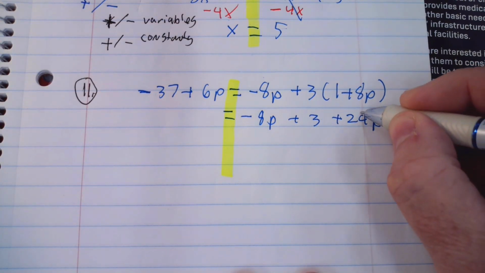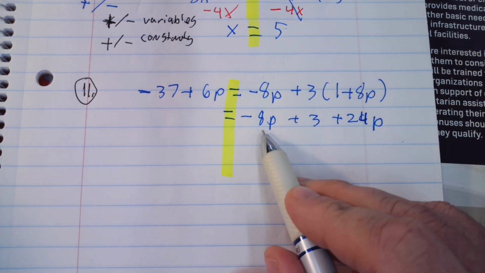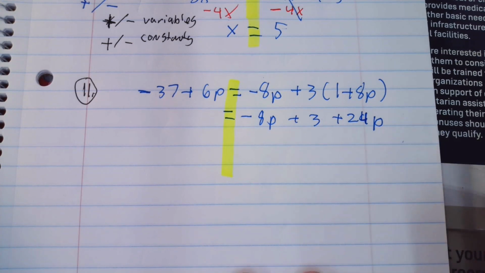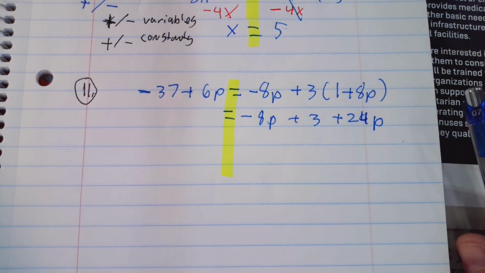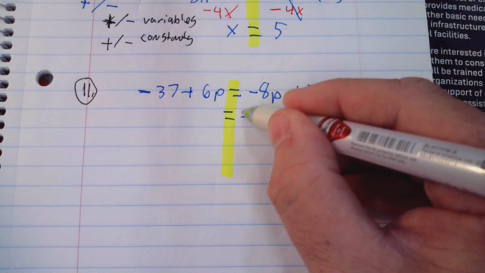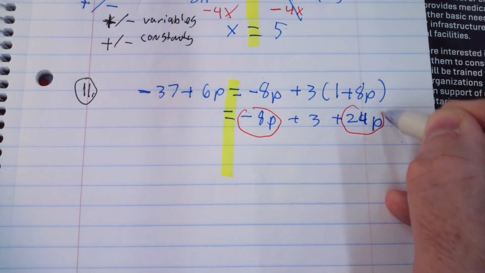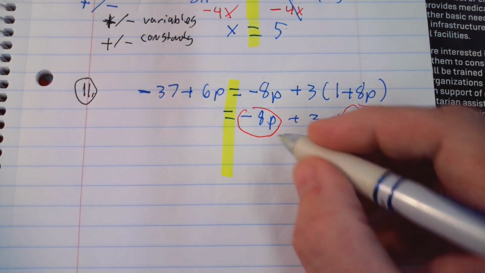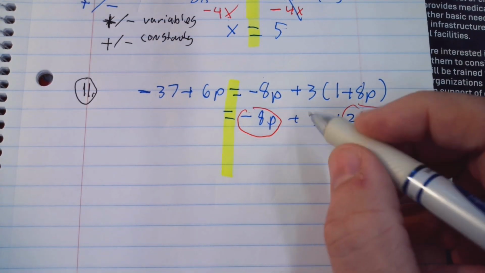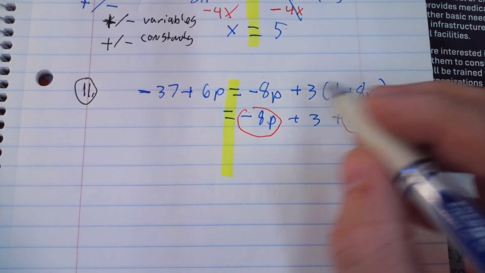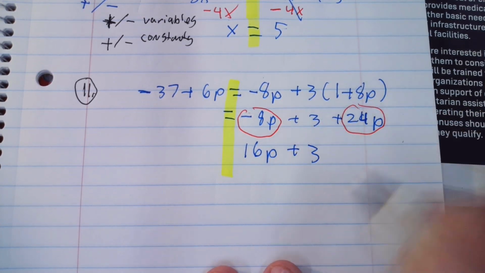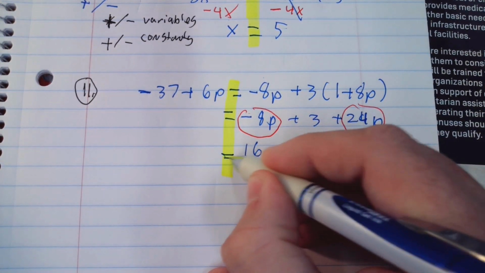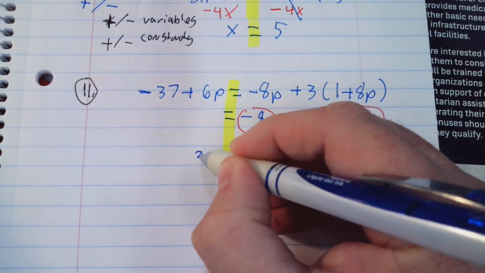Check and see if I'm right. That's a negative 8p plus 3 plus 24p. Is that right? Yes. Okay, distributive property done. Combine like terms. Those are like. I believe 24 and a negative 8. You add them together, you're going to get a 16. Is that correct? Yes. Okay, I'm going to bring this down.